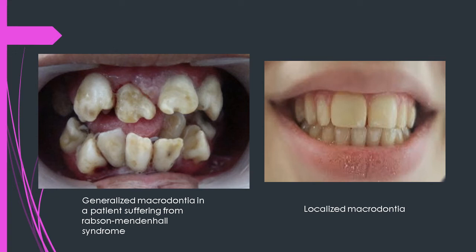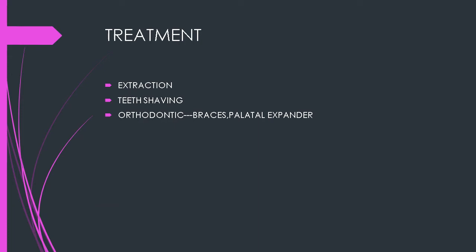Here you can see how large the tooth is. The central incisor on this side is a little bit larger, but this one is very, very large. It's unesthetic and unpleasing for the patient. Patients have concern about such dentition when it is of abnormal size, because it is noticeable. So this is an example of localized macrodontia, and this is an example of generalized macrodontia.